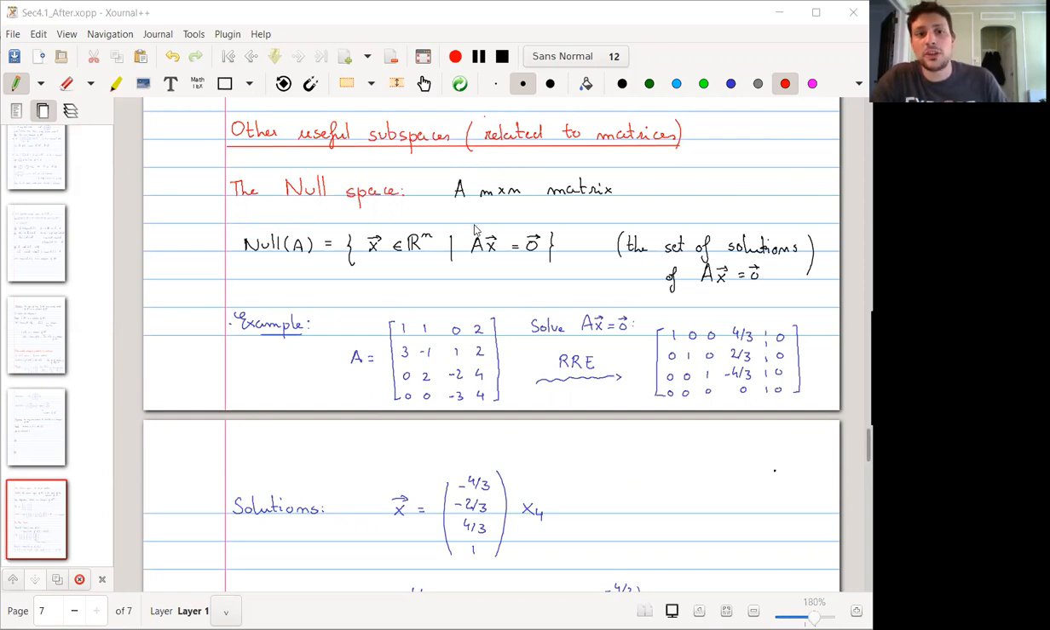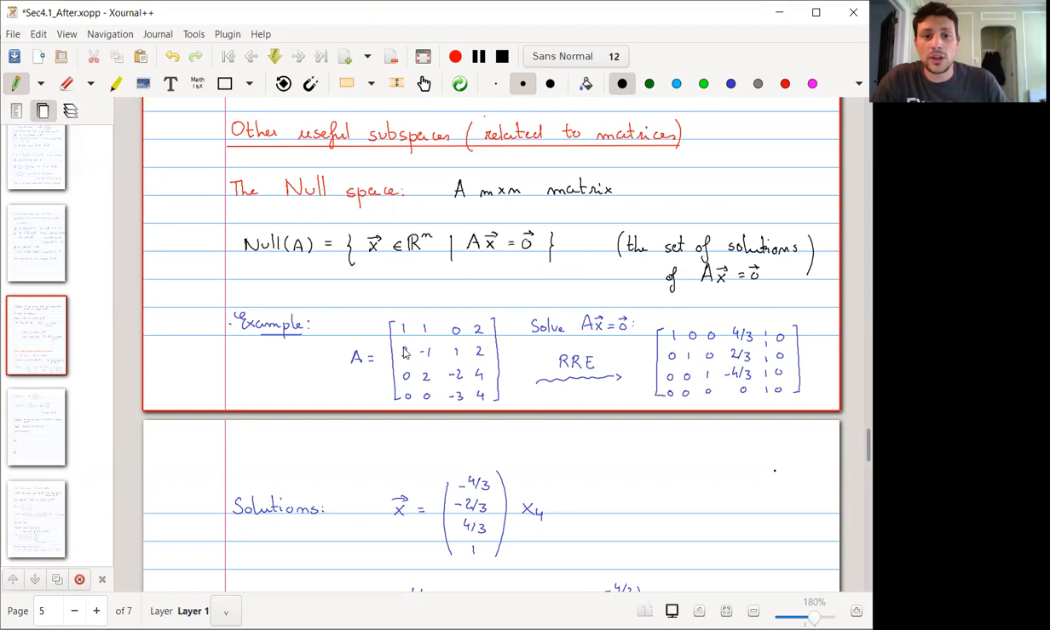The first space that we define is the null space. The null space of a matrix is the set of vectors inside Rn such that when you multiply them by the matrix A, you get the vector 0. In other words, the null space is the set of solutions of the homogeneous linear system Ax equals 0.